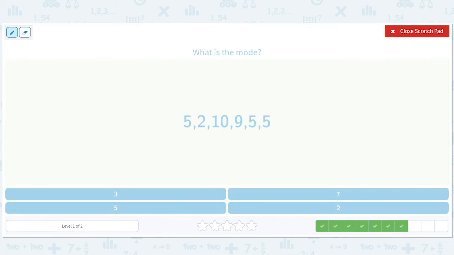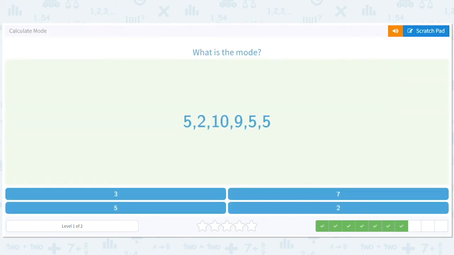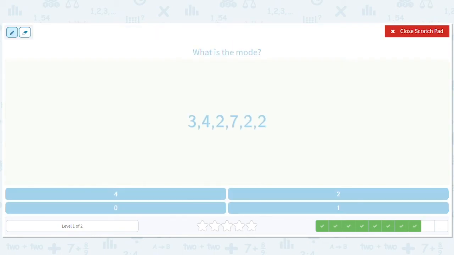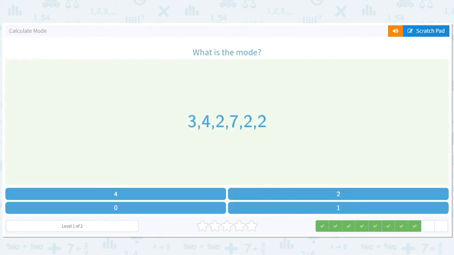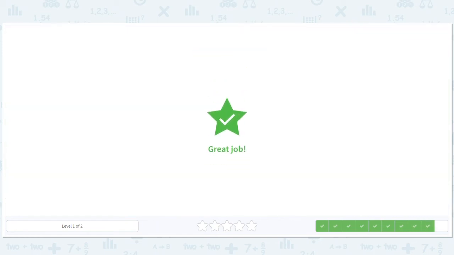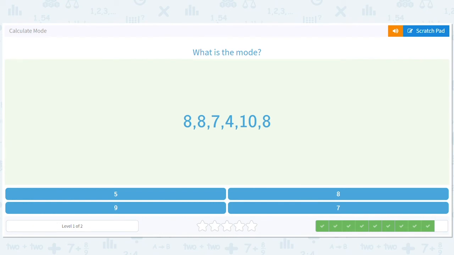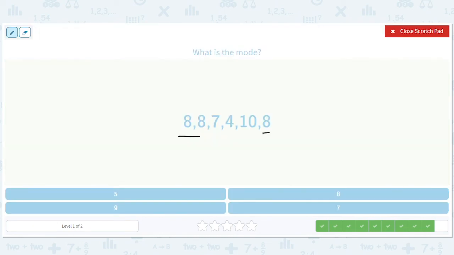How about here? We've got 5, 5, 5. So 5 is the mode. How about this? What's the number that pops out at you? 2, 2, 2. So 2 is the mode. And you can see that the 8 shows up the most. And 8 is the mode.